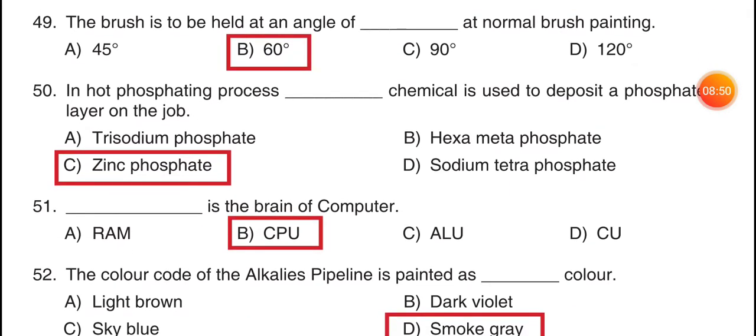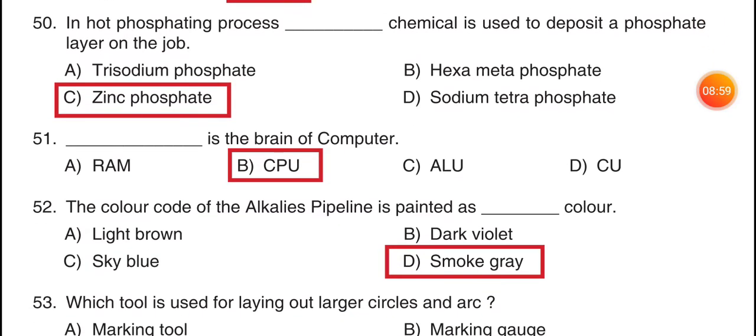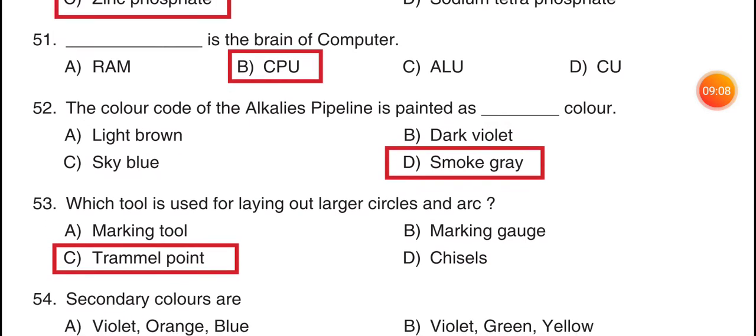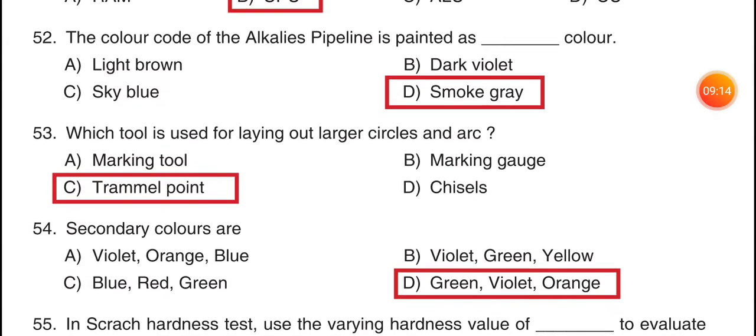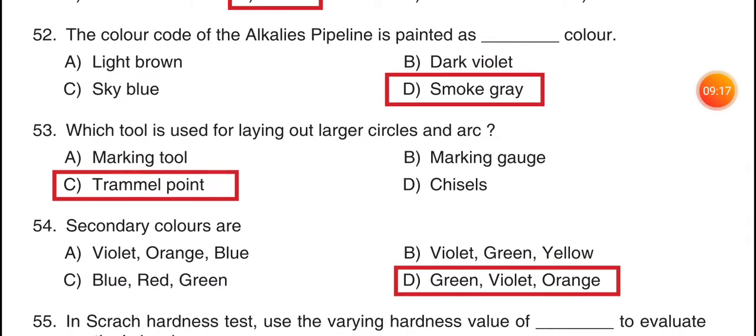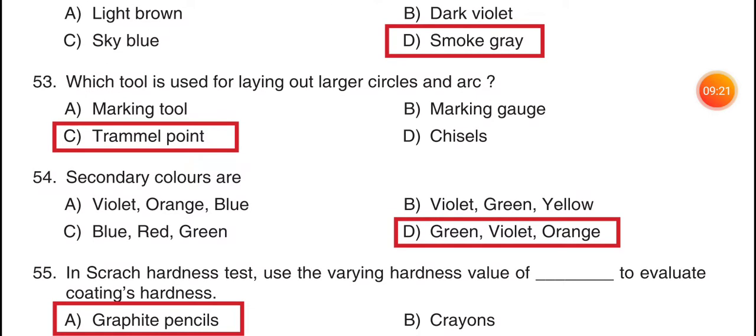49. The brush is to be held at an angle of dash at a normal brush painting. 60 degree. 50. In hot phosphating process, dash chemical is used to deposit a phosphate layer on the job. Option C, zinc phosphate. 51. Dash is the brain of the computer. Option B, CPU. 52. The color code of the alkalis pipeline is painted as dash color. Option D, smoke grey.